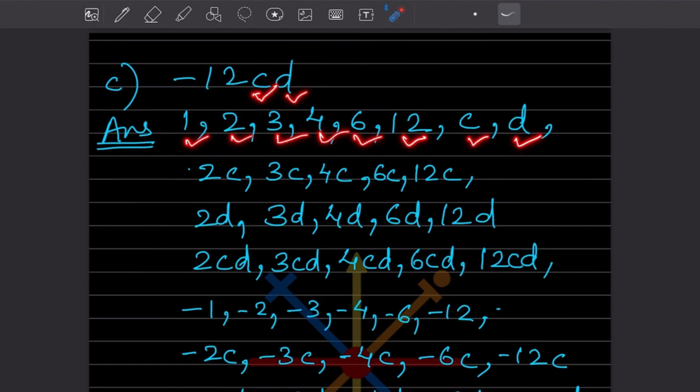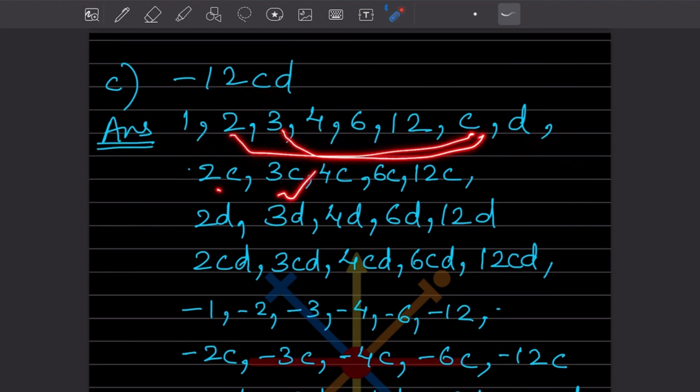So C and D. Then what are the possibilities? 2 into C, that is 2C. 3 into C, that is 3C. 4 into C, that is 4C. 6 into C, that is 6C. And 12 into C, that is 12C.